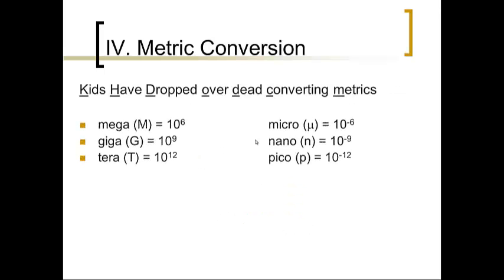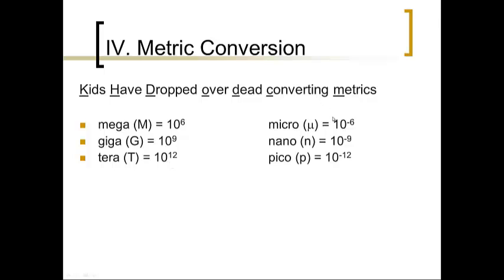Okay. Now, a couple other prefixes that you may end up seeing. Mega means you have 1,000,000 things. If you have a megagram, that means you have 1,000,000 grams. Giga is 10 to the 9th, 1 billion. Tera is 10 to the 12th, 1 trillion.